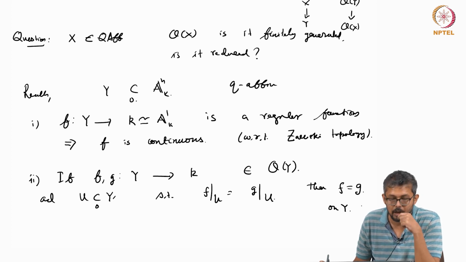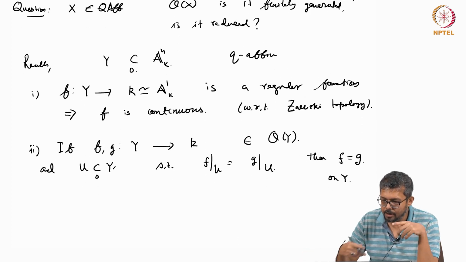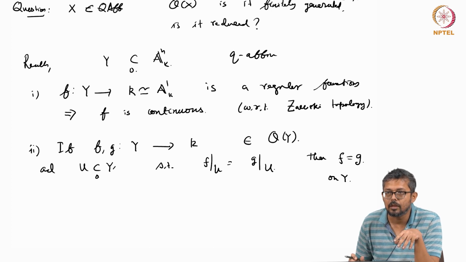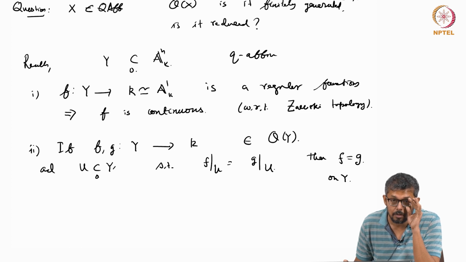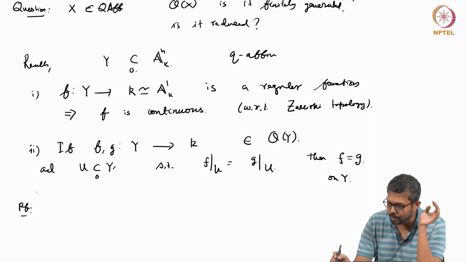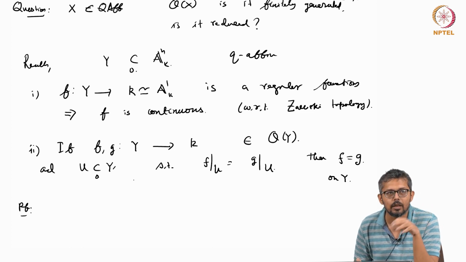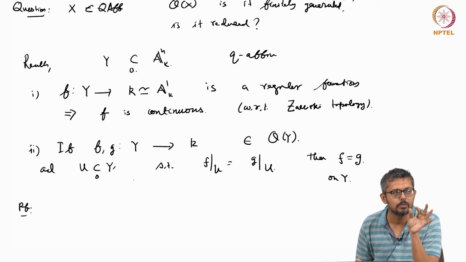So this is: if you have two regular functions, and they are the same on an open subset, then they are the same on the whole Y. The proof is easy. Regular functions are continuous functions. What you have to say is that if I take a closed subset in A1, the inverse image is closed. But what are the closed subsets in A1? They are finite sets. So it's enough to do it for a finite point.